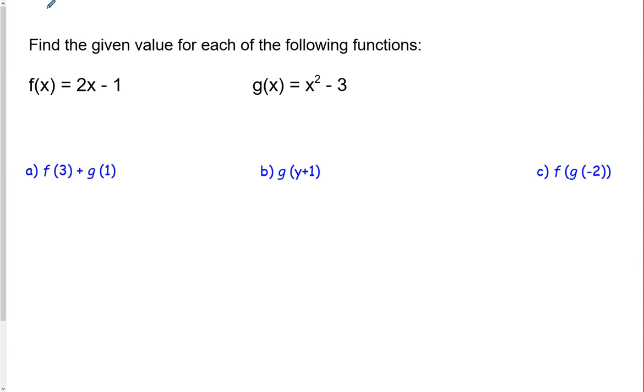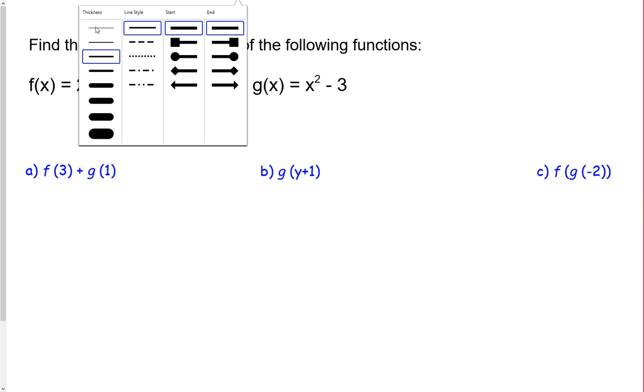This is function notation. So we're now doing function notation. We've got 2 functions. f of x is equal to 2x minus 1, and g of x is a quadratic. It's equal to x squared minus 3. So I'm going to use function notation to find the value of each of these questions below.